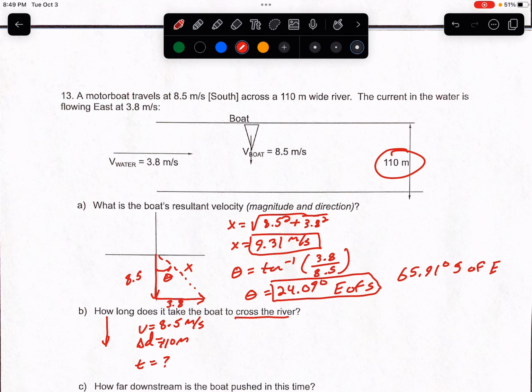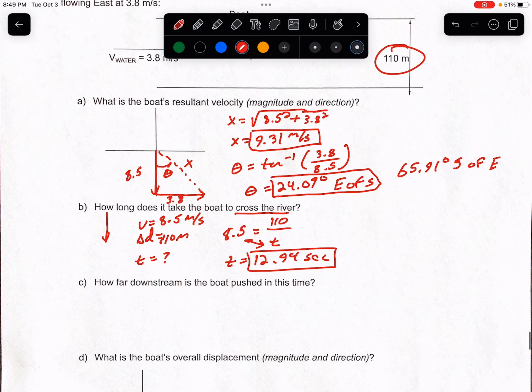Okay, so V equals D over T, so 8.5 equals 110 over T. Okay, you can switch these two. So it's going to be 110 divided by 8.5, and that is going to give you 12.94 seconds.